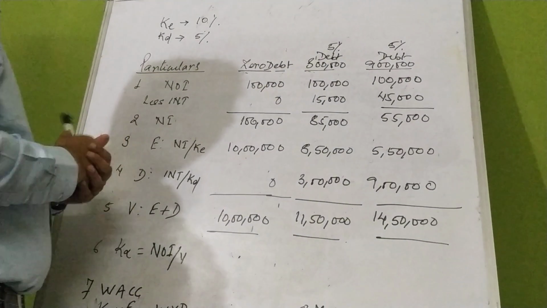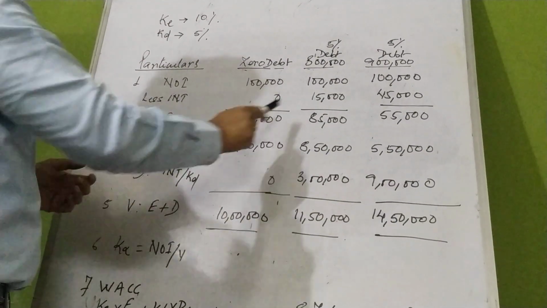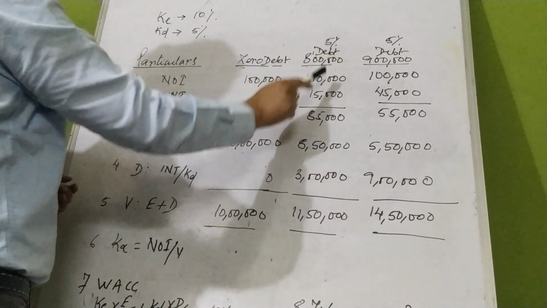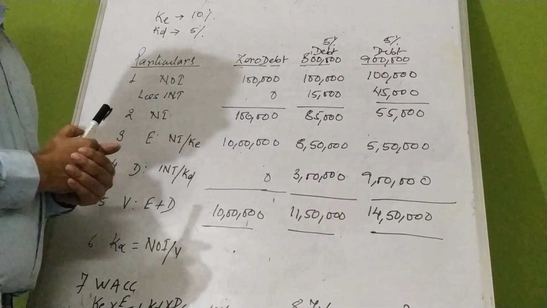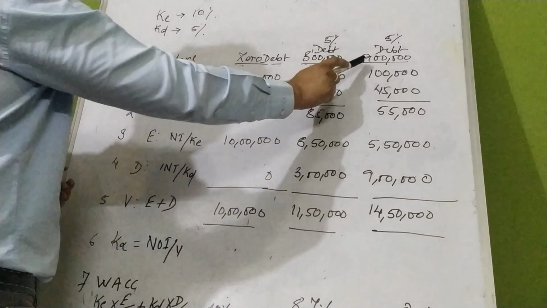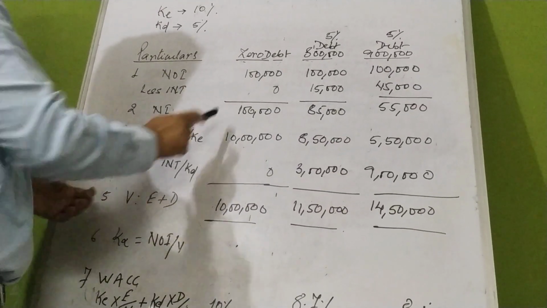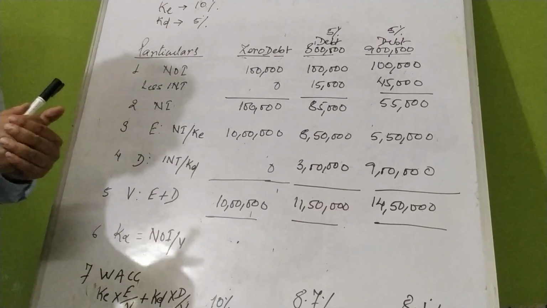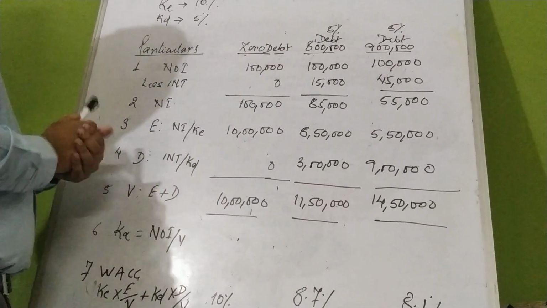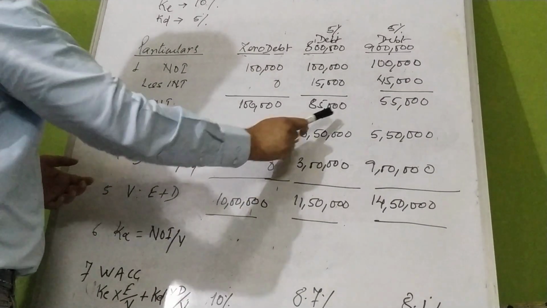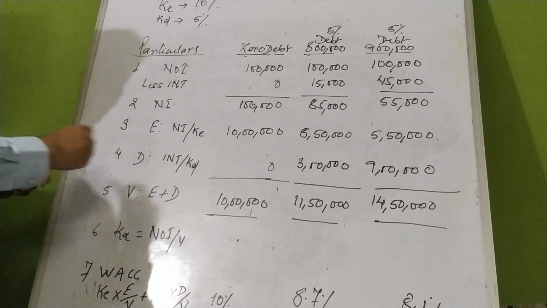In the second case, plan B, there is a debt of 3 lakh rupees. Because there is a debt of 3 lakh rupees at the rate of 5%, the interest will be 15,000 rupees. And in plan C, there is a debt of 9 lakh rupees, and the interest at 5% is 45,000 rupees. Now we have to calculate NI. NI is equal to NOI minus interest. So in the first case, the net income is 1 lakh, then 85,000 and 55,000. The first thing that we calculate is the value of equity.